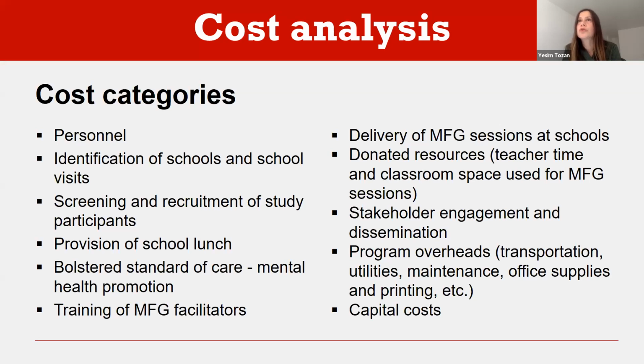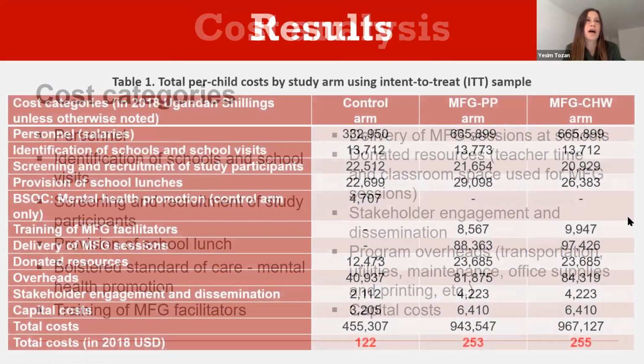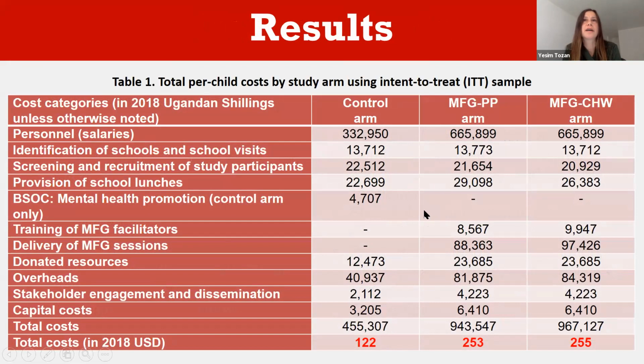As I mentioned, all the donated resources, which included teacher time and classroom space used in participating schools to deliver MFG sessions. The stakeholder engagement and dissemination activities were specifically costed out. We also measured program overheads, including transportation, utilities, maintenance, office supplies and printing, and finally, the capital costs. These are the items that were used in the project that have a lifetime over a year.